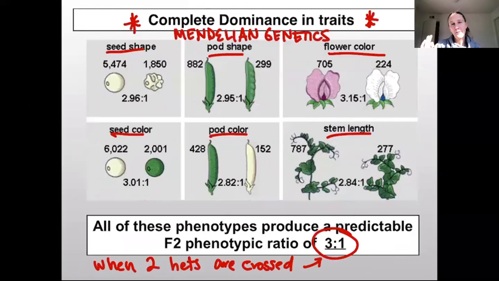Okay, so there's a few ratios that you're going to have to know. One of them is this 3-to-1 ratio. When two heterozygotes are crossed, you get a 3-to-1 ratio when you're looking at a monohybrid trait, or when you're looking at a single trait.